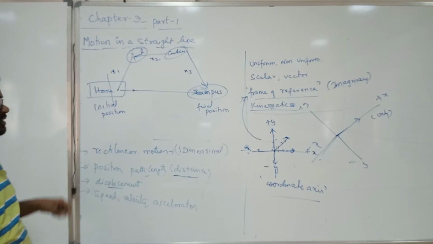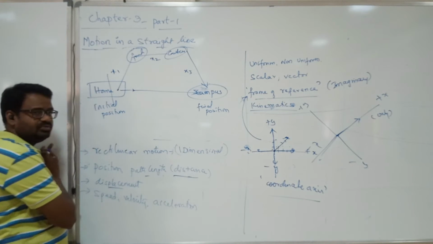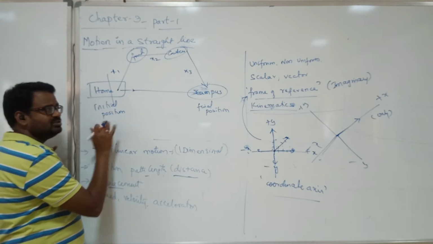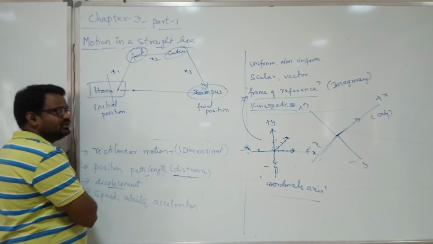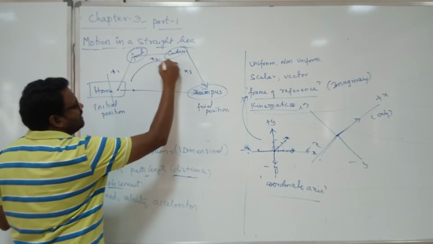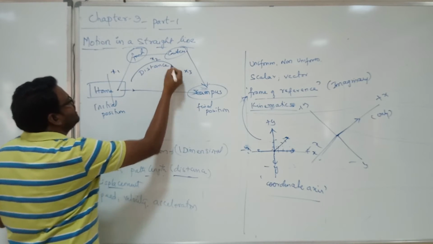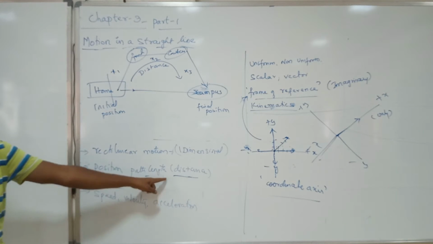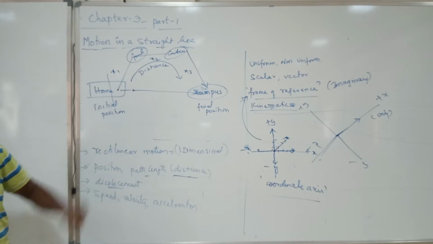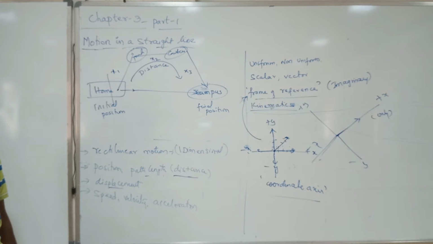Distance is not simply the change of final position minus initial position. This entire thing that is covered during this track, during this path, is called distance. The total distance is the total path length traveled between two positions.